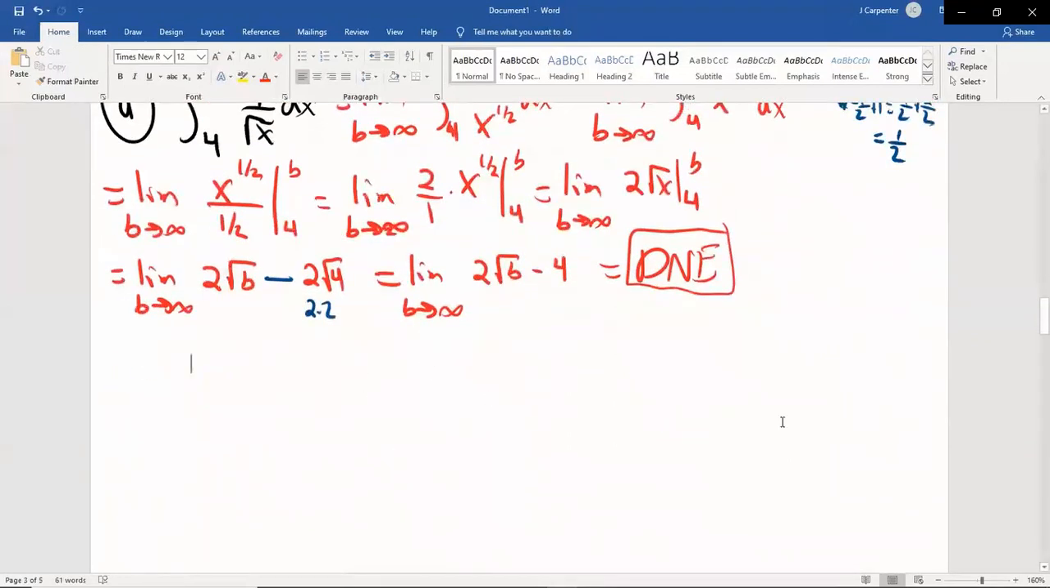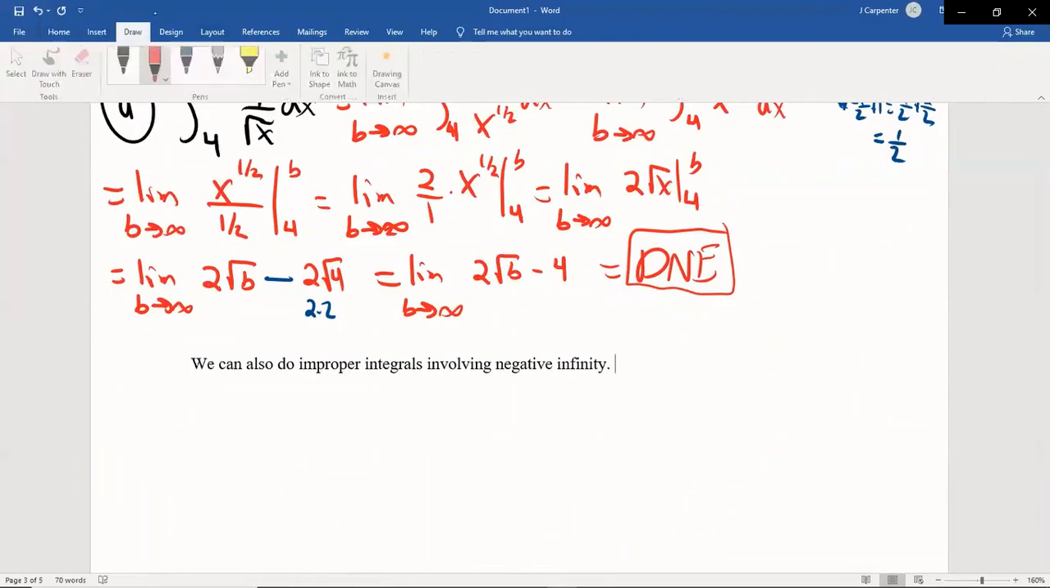So we can also do improper integrals involving negative infinity. So let's go ahead and get all the little notation out of the way. There's not going to be anything crazy here.